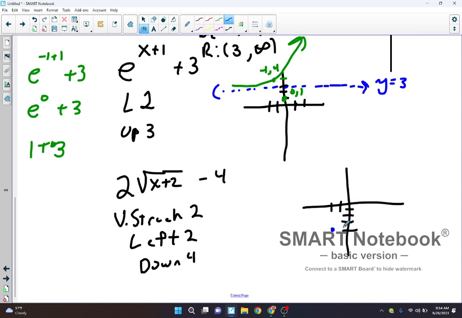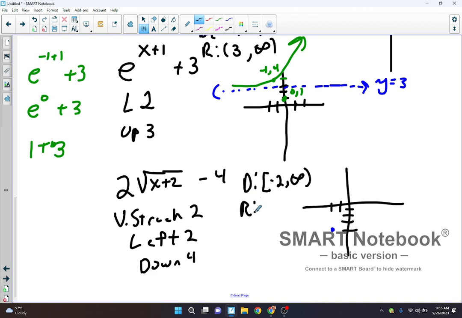Domain is, is it plus 2? Does that change it? The domain will be changed, actually. So it's -1 to infinity? Not -1, -2 to infinity. Hard bracket, because you could have a 0 in there. Plugging in a 0 will be okay. So -2 to infinity.